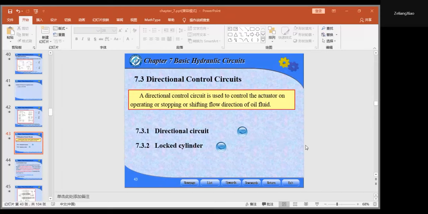A directional control circuit is used to control the actuator on operating or stopping or shifting the flow direction of oil fluid. This section includes the following two parts. The first one is the directional circuit, and the other is locating a cylinder.